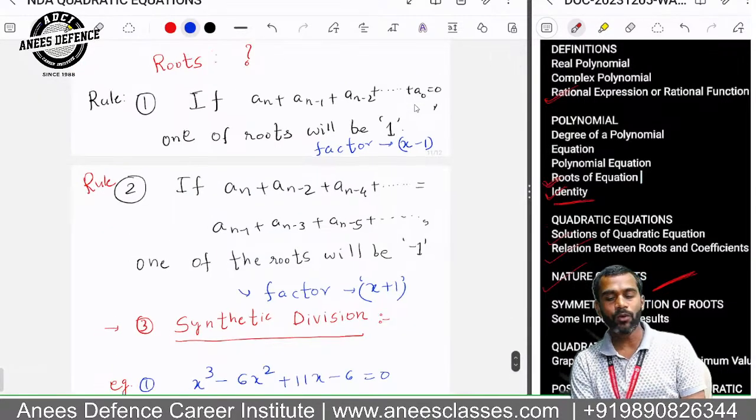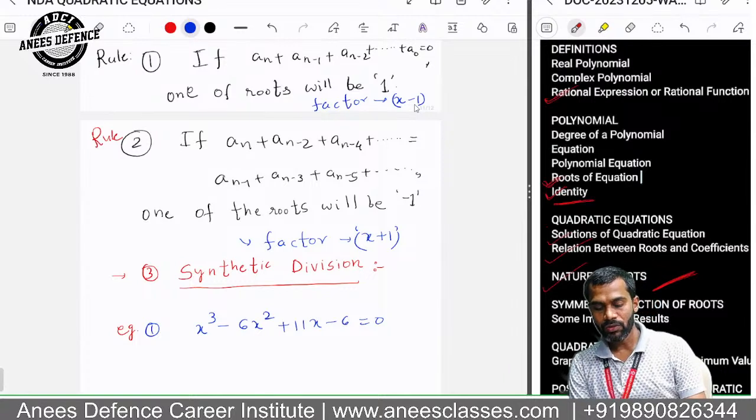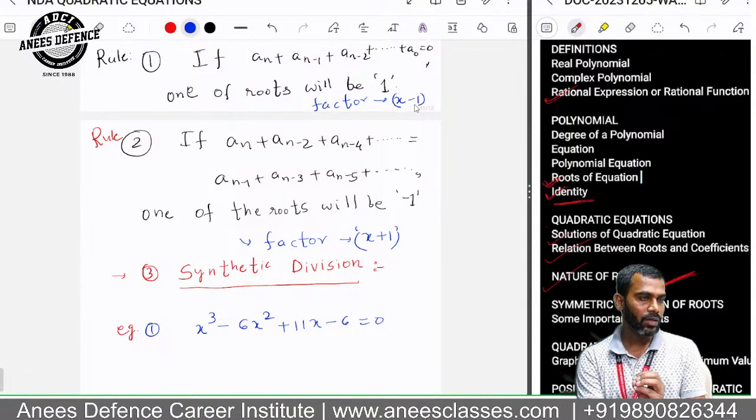What is the first rule? If the sum of all the coefficients is 0, then one of the roots would be 1. The purpose of using synthetic division is not just to find the remaining roots. It may also tell you whether the number you have is a root or not.